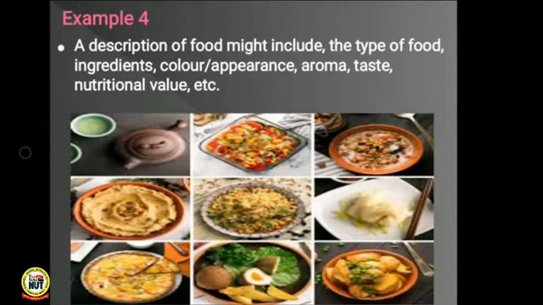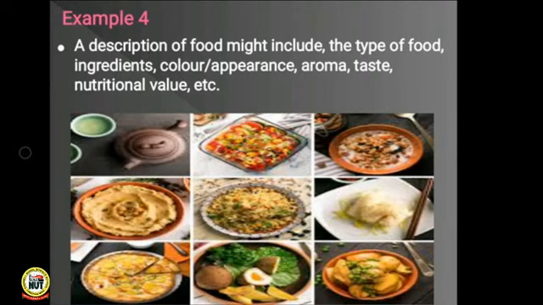Now, look at this example. A description of food might include the type of food, ingredients, color, appearance, aroma, taste, nutritional value, and so on. Now, if you want to describe to someone probably your favorite food, or a food you ate, the person must know the type of food. What ingredients do you think are contained in this food? How is the physical appearance? Is it appealing? Is it appetizing?